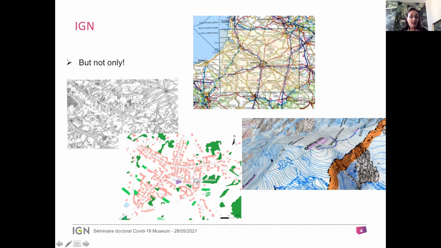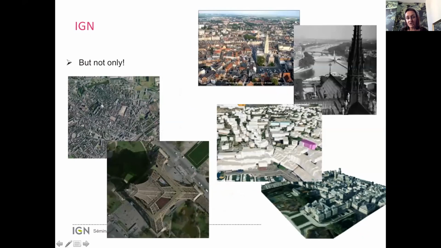We have also a lot of images. It can be vertical, aerial images. It can be oblique images also. We have also very high resolution images, as you can see the Eiffel Tower here. We have also much more than 2D maps and images. We have also 3D models. You can see here different kinds of models.